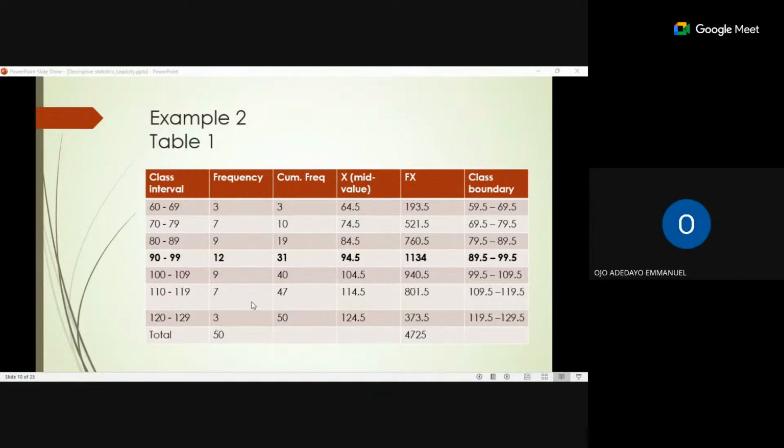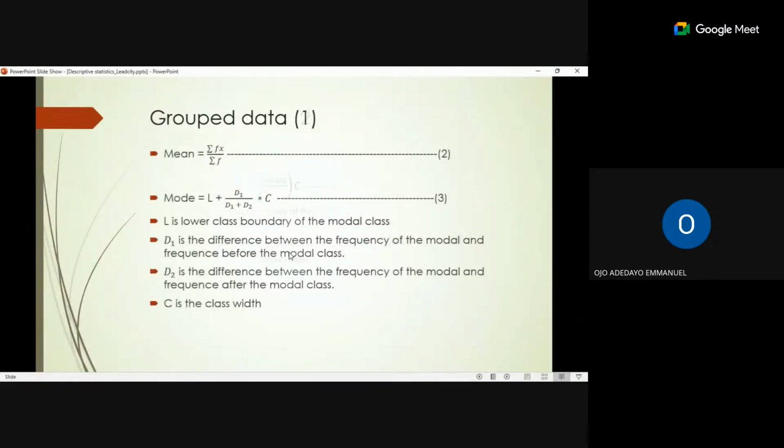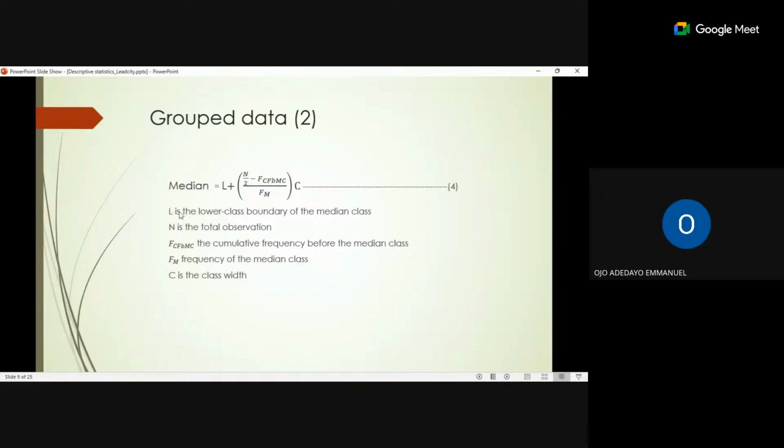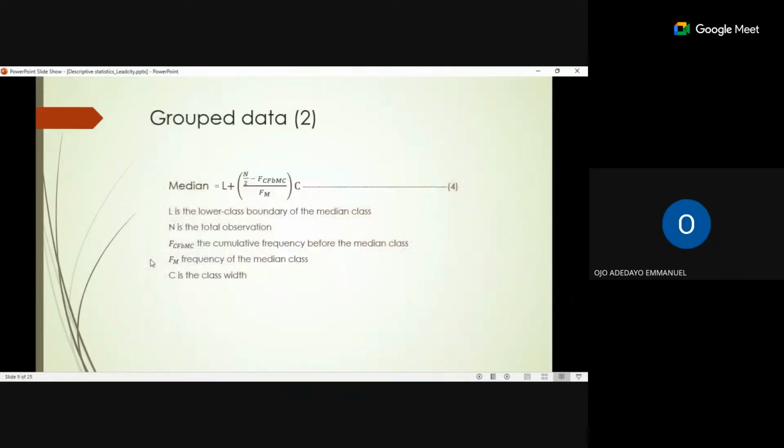Okay, can you hear me, please? Yes, we are hearing you, sir. So please, let's quickly go there. Remember from our formula, I defined all the parameters. The L that you are seeing here is not the lower class interval. Please note that. Assuming it is the lower class interval, you go with 90 to 99, which means we are using 90. But the L that you are seeing here is the lower class boundary of the median class.